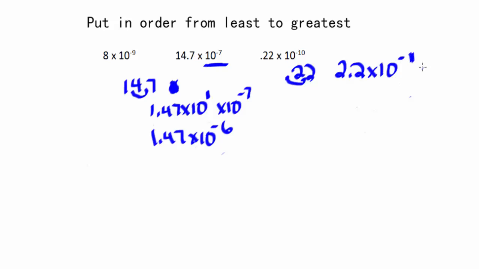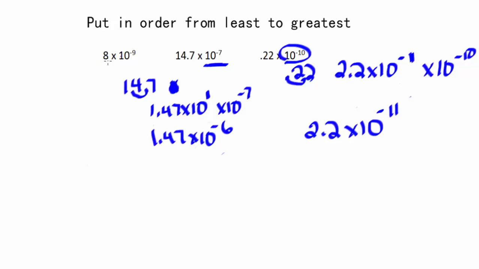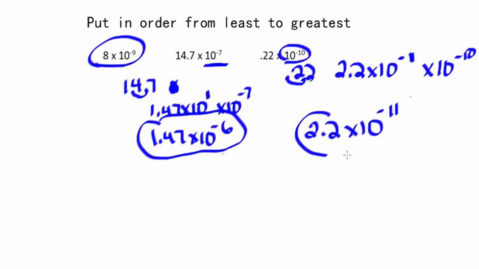I went blank there for a minute. And then times 10 to the negative 10, because again we get that from right here. Okay, so this becomes 2.2 times 10 to the negative 11th. Okay, so we have these three we're dealing with now to decide which is the smallest to largest. Okay, so it should be exactly what you think.